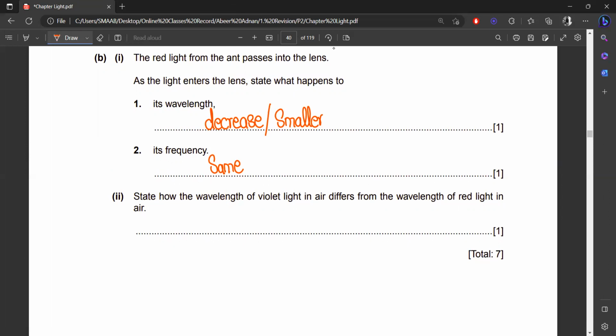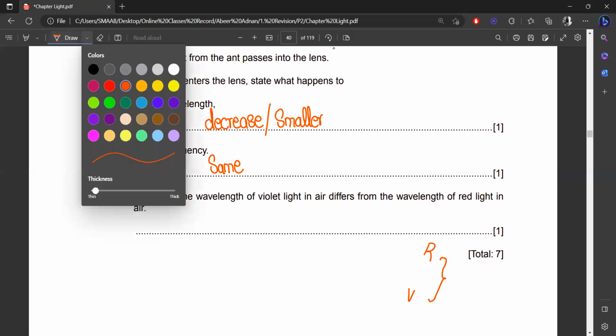And state how the wavelength of violet light in air differs from the wavelength of red light in air. Now they are talking about the concept of air. The wavelength of violet light is smaller, because if you remember the concept of the prism, red light is on top and violet light is on the bottom. So it means the wavelength of red light is greater. That's why it will be on the top side.